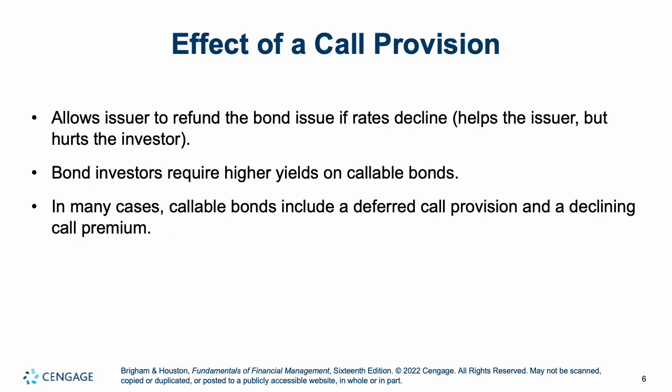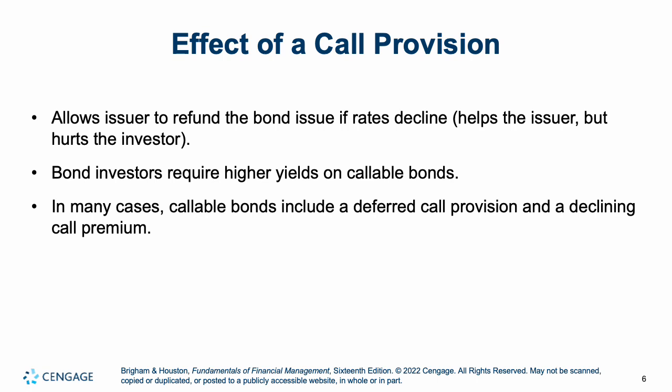Effects of a call provision. It allows the issuer to refund the bond if interest rates decline. So generally that will help the issuer but hurt the investor. If you hold this bond and you're getting an 8% interest rate and rates go down to 5%, the bond may get called back from whomever issued it because they can issue new bonds for a lot cheaper. So it helps them, but it's not necessarily good for you.